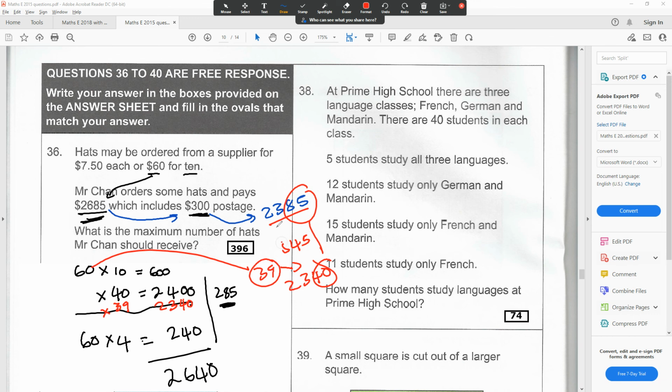Okay? So Mr. Chen orders some hats and pays 2685, which includes 300 postage. What is the maximum number of hats that he should receive? All right? Because he receives 10 of these. So automatically you can see there's 39 times 10, right? So there's 390 coming from there. And then the last 6 will come from the other. All right, I'll give you a second on the last one for question 38, and then I'll get back to you.